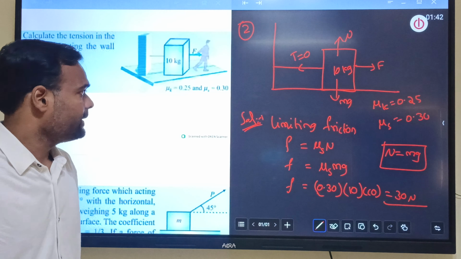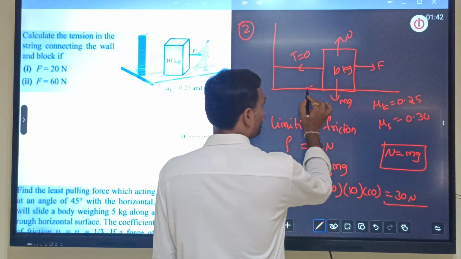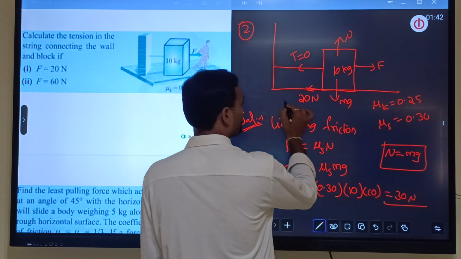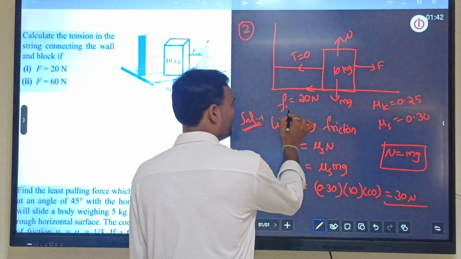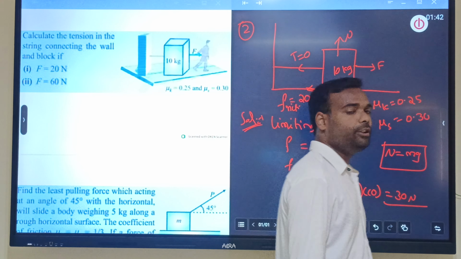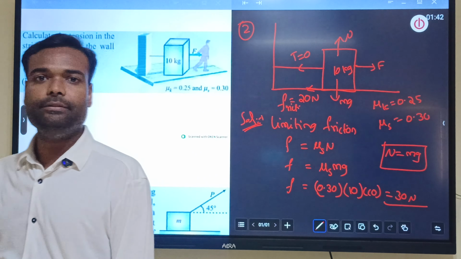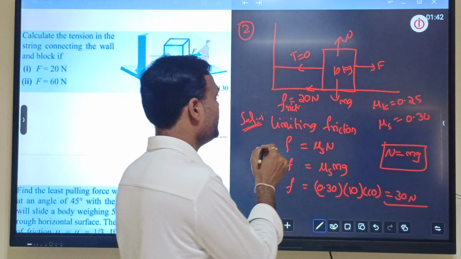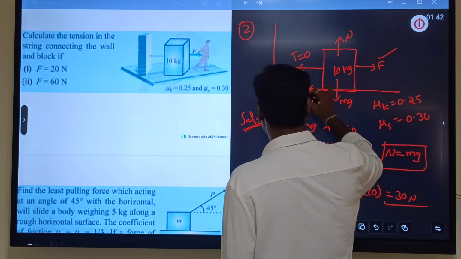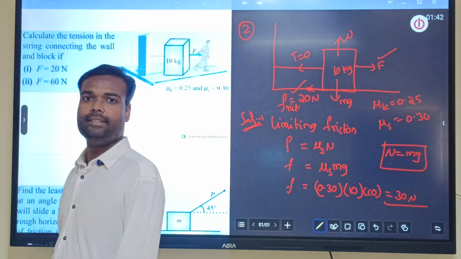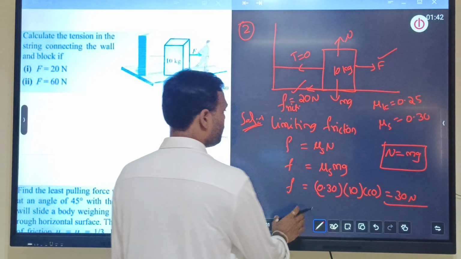But the amount of friction acting on the object becomes 20 newtons. The amount of friction acting on the body is 20 newtons. Of course, 30 newtons is the limiting value, but whatever external force the candidate is applying, that could act as the frictional force in this case. Now let us see case B.